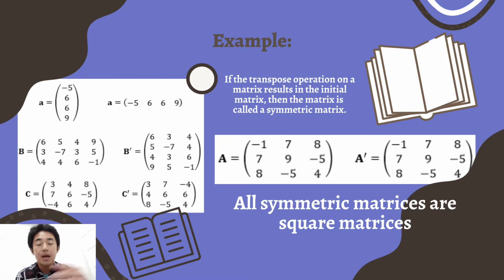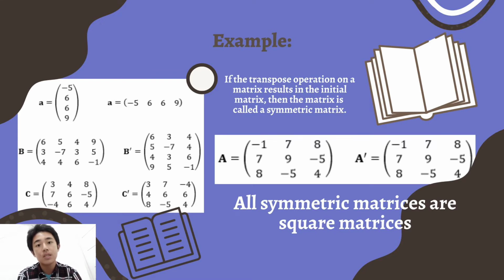Okay? And the other example for you, there's C matrix that has 3 rows and 3 columns. So it is 3, 4, 8, 7, 6, negative 5, negative 4, 6, 4. So the first row is 3, 4, 8. The second row is 7, 6, negative 5. The third row is negative 4, 6, and 4. When we transpose it, we're going to look for the first column. We move it, and it becomes the first row.